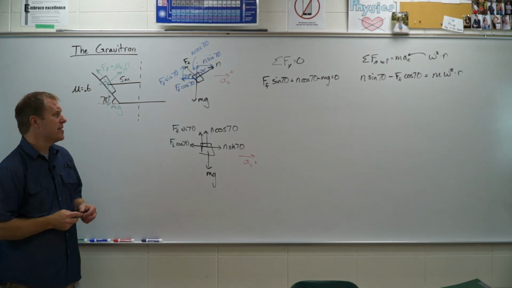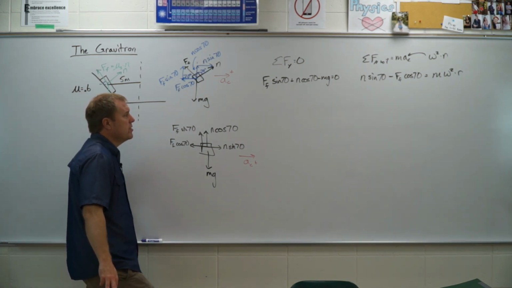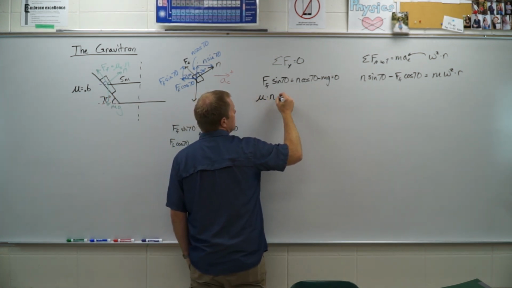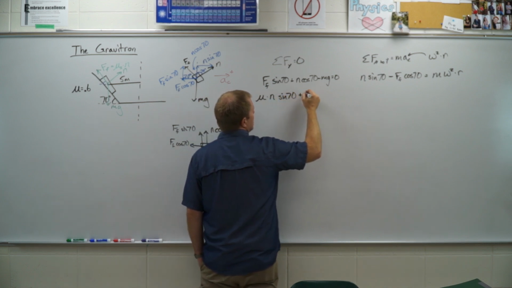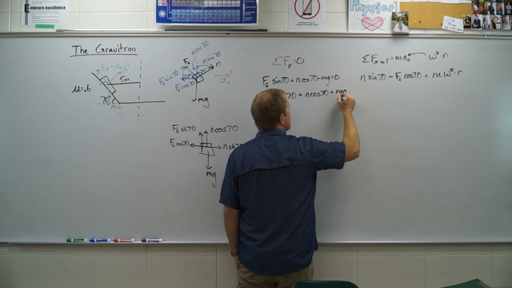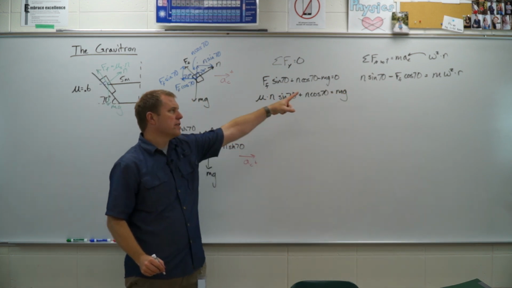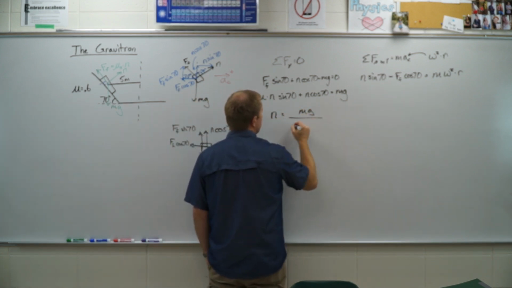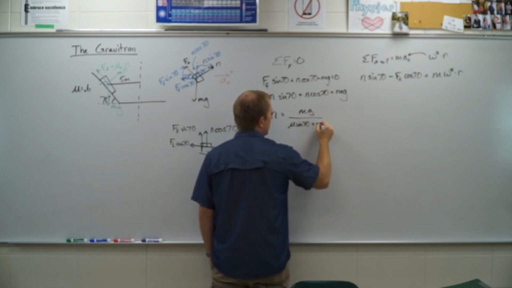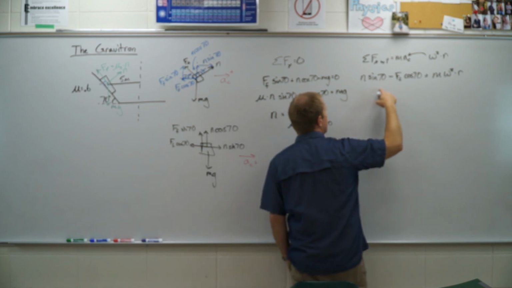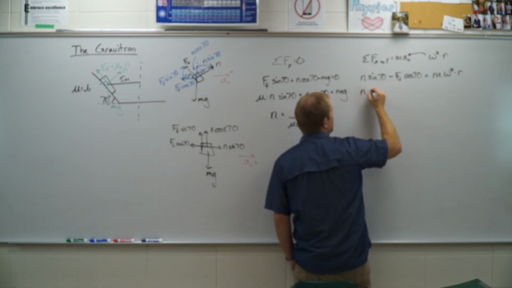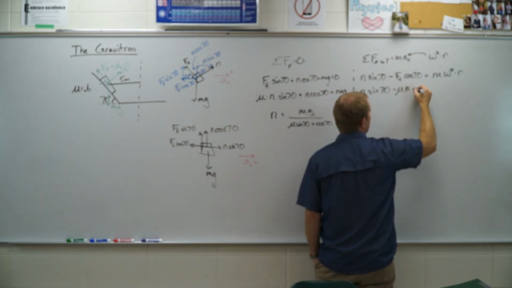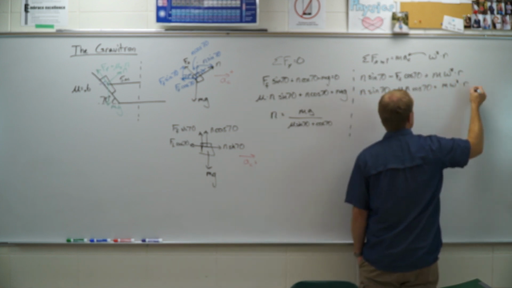All right, so let's start making some substitutions. The first substitution I'm going to want to do is get rid of force of friction. So force of friction, I'm going to put in mu times the normal force times the sine of 70 plus n cosine 70 equals mg. My next goal is I want to solve this for normal force, and then I can substitute in over there. So I have normal force is equal to mg divided by mu sine 70 plus cosine 70. Over here, we're going to make some of those same substitutions. So we're going to get n sine 70 minus mu static, of course, n cosine 70 equals m omega squared times r.